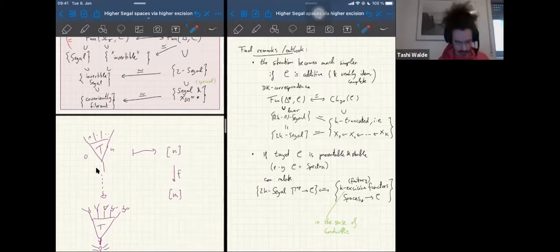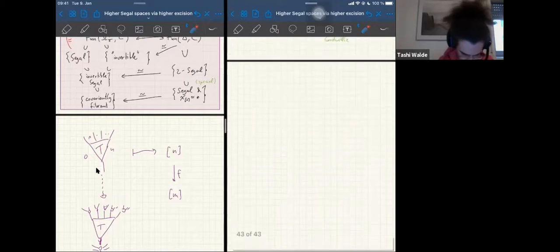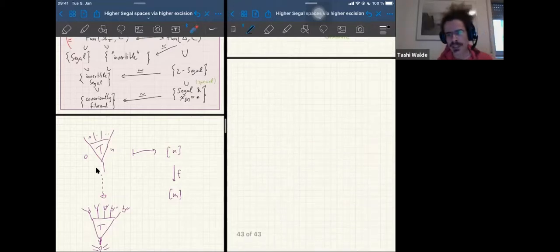Yeah, so in this situation of delta, these actually exist. Let me say something about this. Let's assume that our target category has sufficiently many limits and colimits. Let's say it's presentable to be safe. Then these approximations will actually exist just due to formal reasons, because the simplex category delta is a small category.